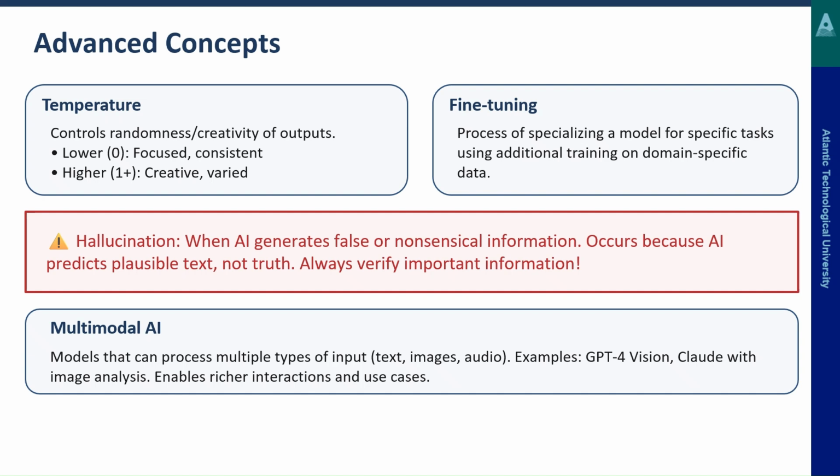And then multimodal AI, this is models that can process multiple types of data, whether that's text or images or video or audio. DALL-E, as was an example earlier, where we went from text to images, would be considered a multimodal model because it can understand multiple types of information. Some examples of this would be ChatGPT 4 Vision, Claude with image analysis, or DALL-E, like I said. And this basically just enables richer interactions and use cases. So we can do more things if we can process multiple types of information or multiple types of data.